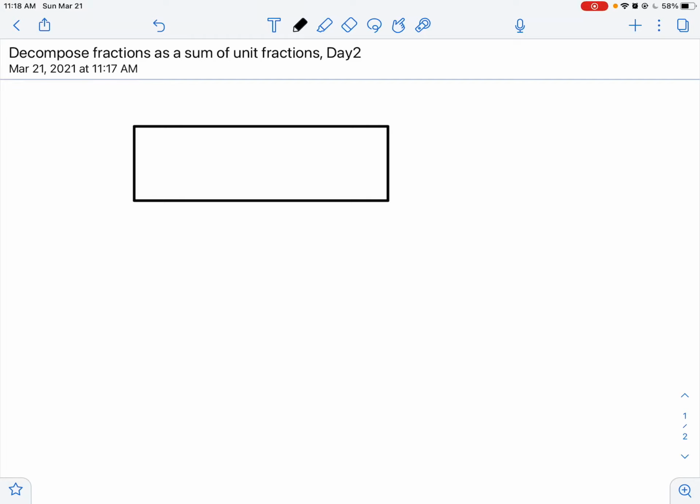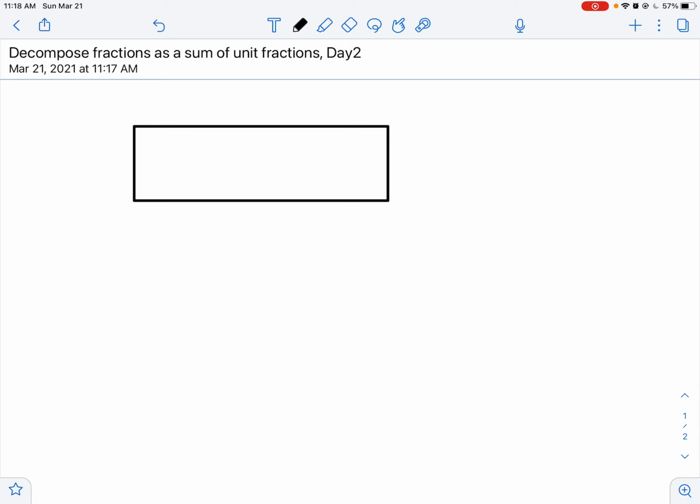Hello everybody. Today we're going to continue our work with fractions, and we're going to spend some more time decomposing our fractions as a sum of unit fractions. So we're going to think about how we can take a whole or a fraction and break it down into smaller parts and think of it as a sum of smaller parts.